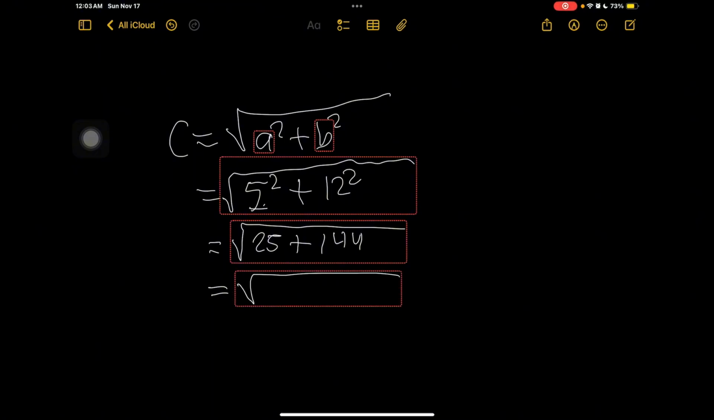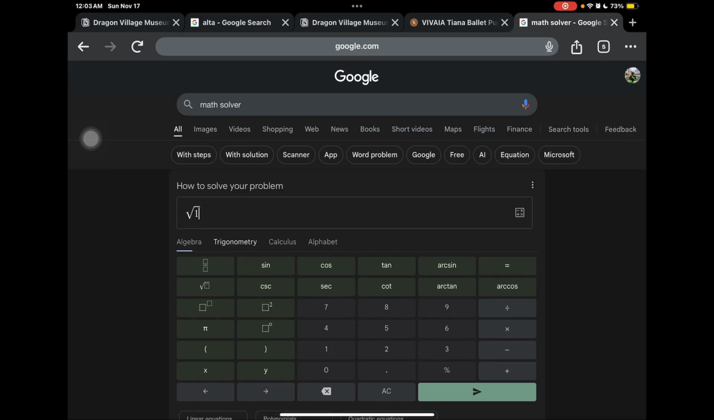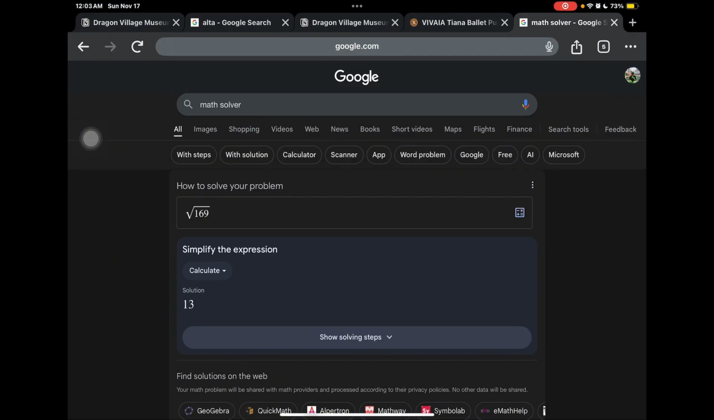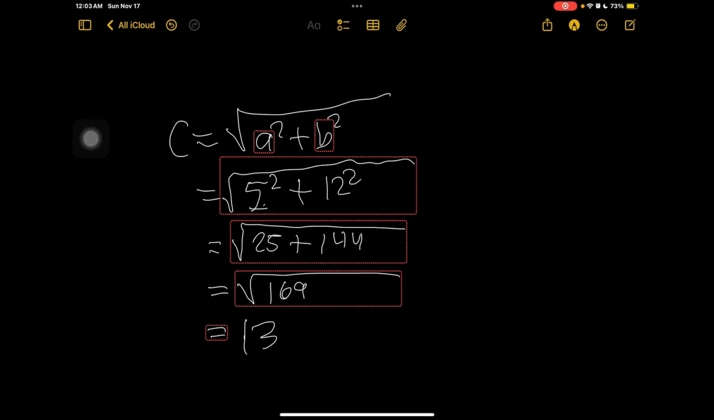25 plus 144 is 169. So the square root of 169 is 13. So 13 meter. So this is our answer.